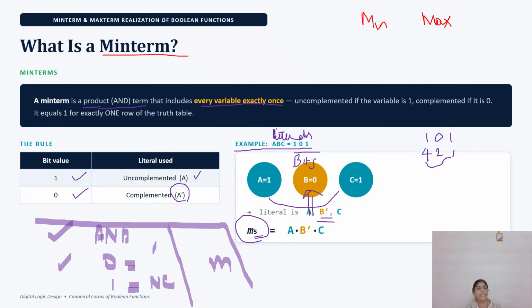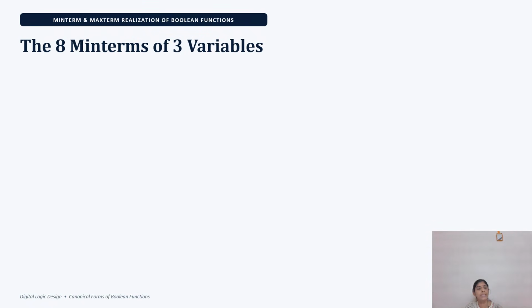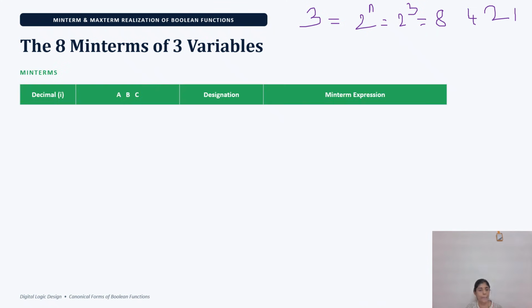Okay, right. So next, 8 Minterms of 3 variables. So what is that 8 Minterms of 3 variables? I am trying to recollect. So 3 variables. What is a 3 variable? You have to write it in 2 power n. What is your 2 power n? It is 2 power 3. What is 2 power 3? It is 8. How to write this 8? It should be written in your 421 code. That's it. Okay.